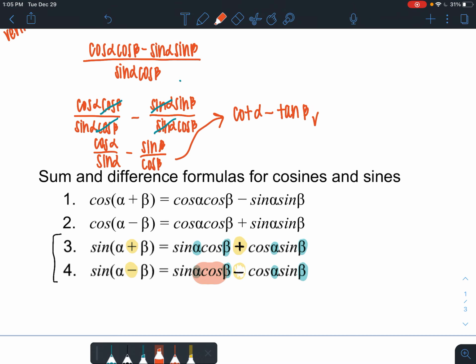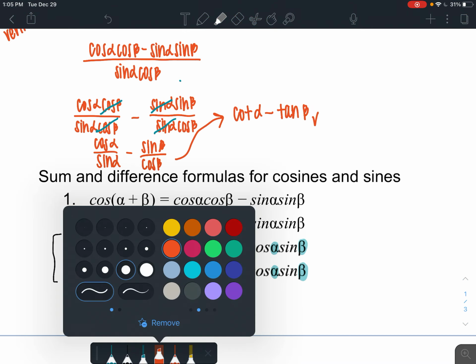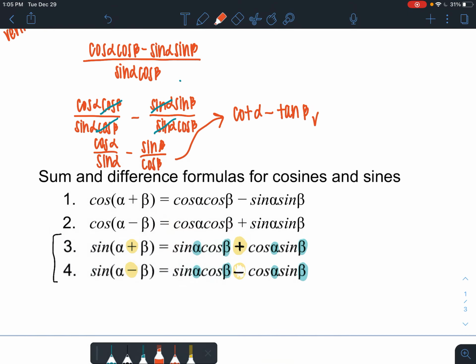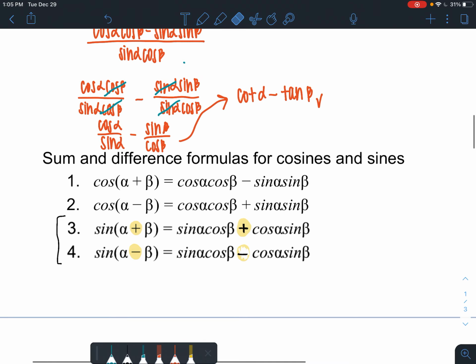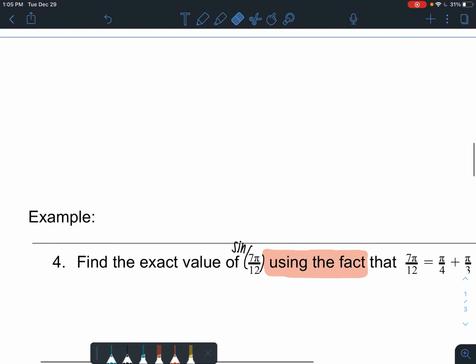However, you'll notice that for this one we have cosine, cosine, and then we have our signs on the other one. So just make sure you're being super careful about what you are writing where, and pick up on those patterns as you're writing down the formulas.